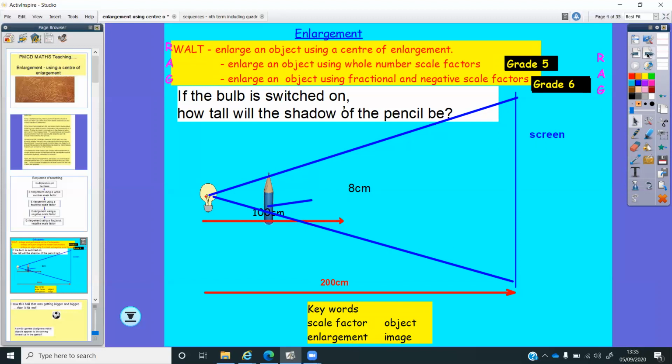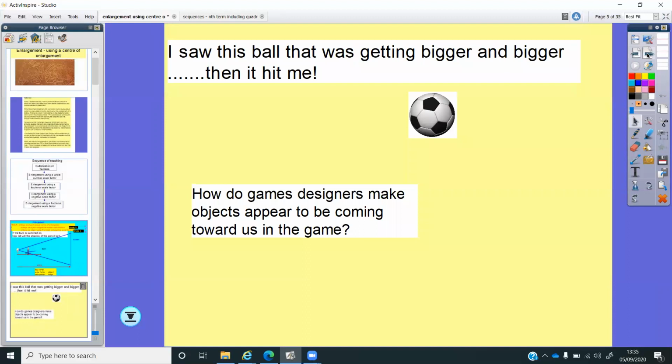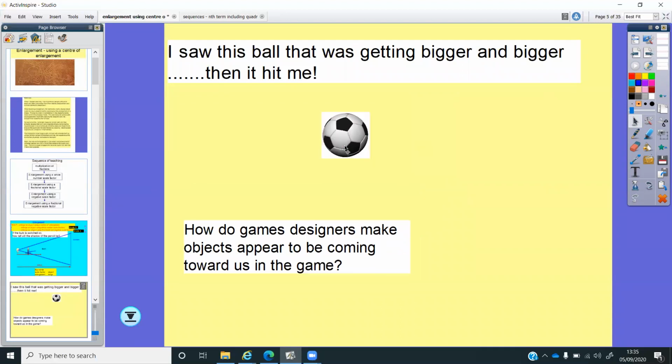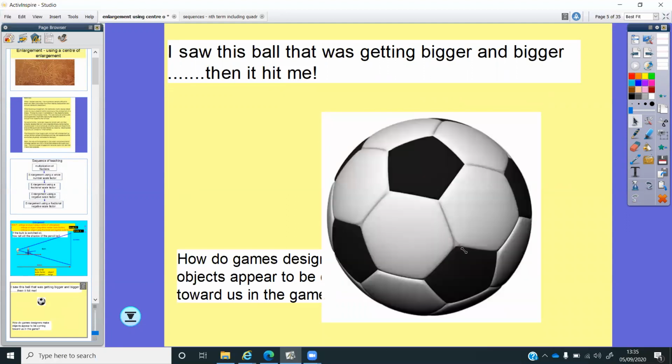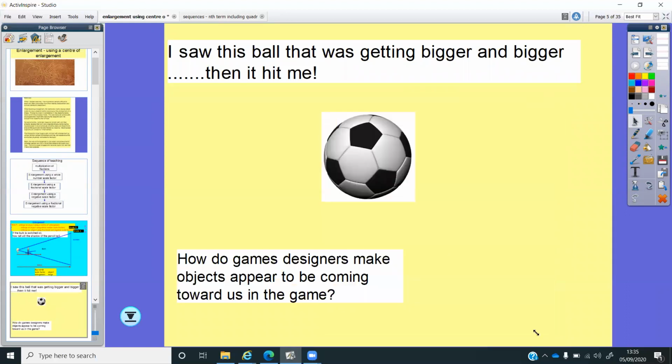Okay, so moving on then. A little bit of fun, my sense of humour really here, but it's quite interesting, isn't it? I'll leave you to decide whether you think that's funny or not. I saw this ball was getting bigger and bigger, then it hit me. How do we make it appear bigger? How would I make that bigger? Well, you can see if I do that fast enough, it actually looks like the ball's approaching us, doesn't it?